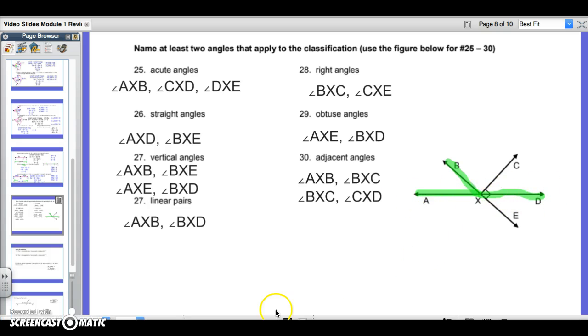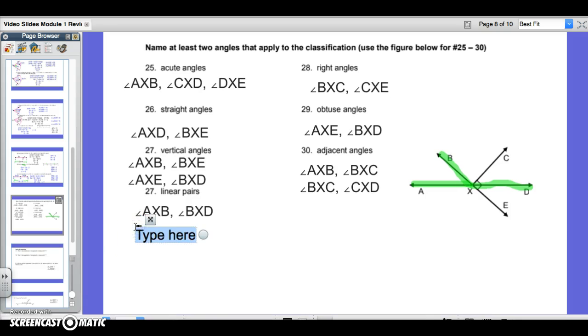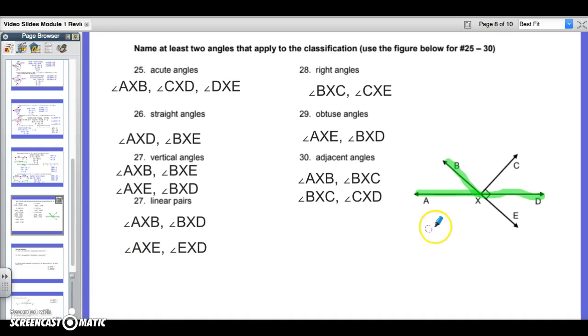Okay, another example of this would be angle AXE and angle EXD, so kind of on the other side of that. So let's look at that one. We would have AXE, and then we have EX and then D. So on the other side of that green one that I just did. So that would be a linear pair. Those two angles form a straight line. They're also supplementary, which leads us to our next question.